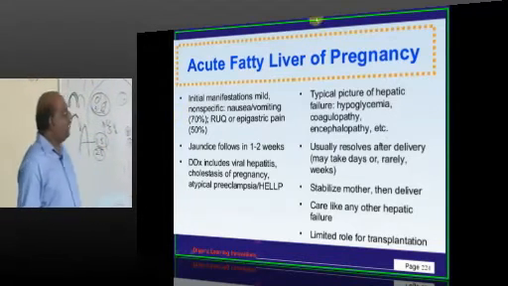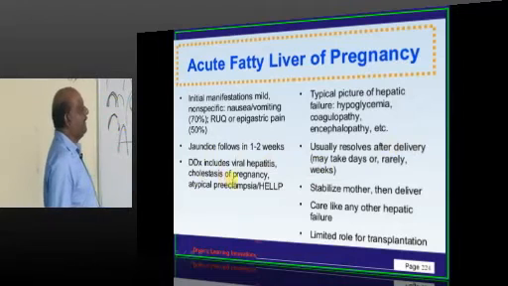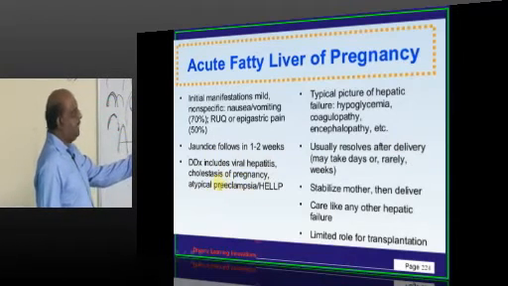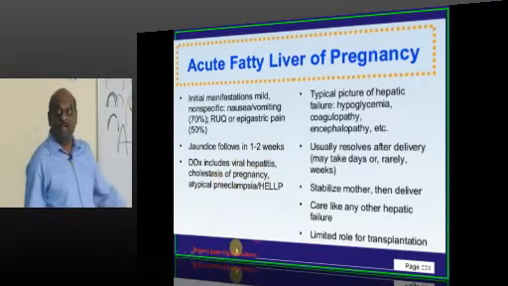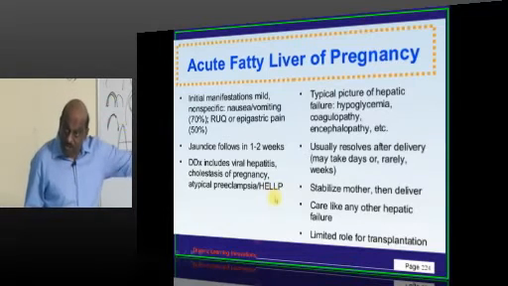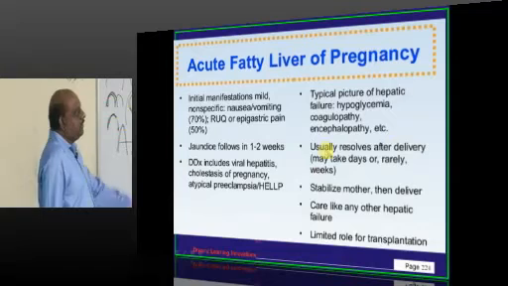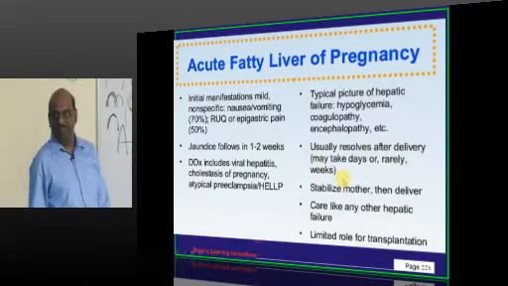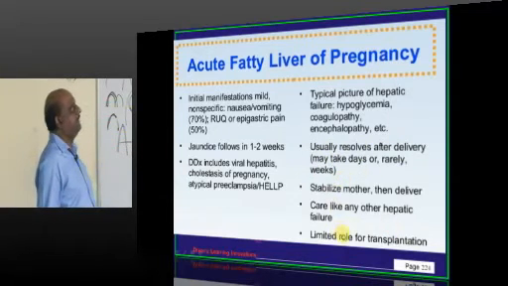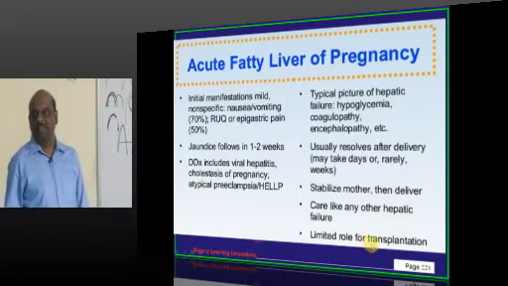So nausea, vomiting is very common with fatty liver. Jaundice follows in 1 to 2 weeks. Common differentials are preeclampsia, cholestasis, viral hepatitis. Why preeclampsia, HELLP is a differential? Because this also occurs during the last trimester. It will usually resolve after the delivery. Mainly you should stabilize the mother. And typically there will be hypoglycemia, coagulopathy, encephalopathy, etc.